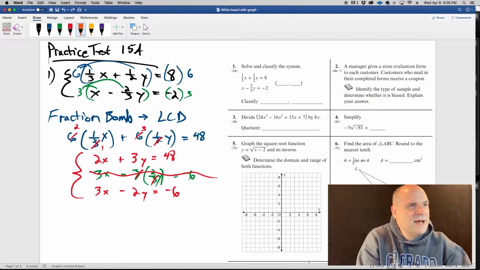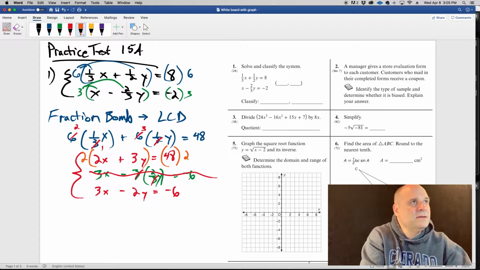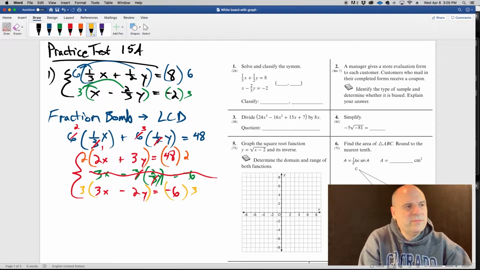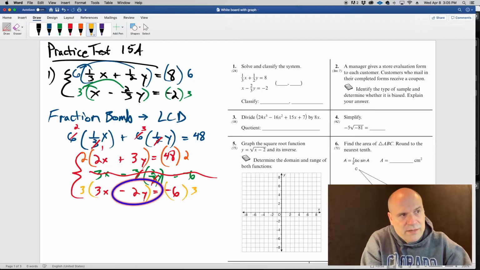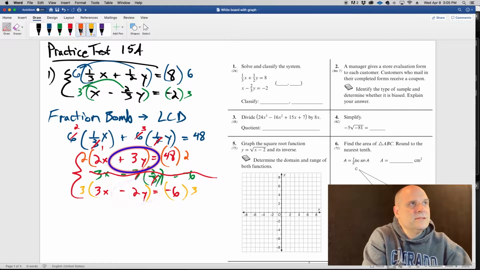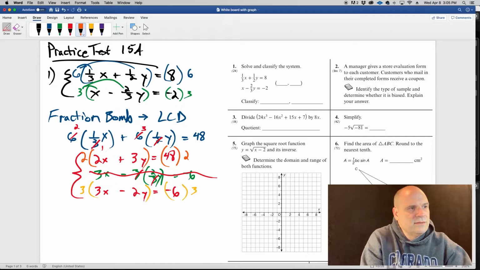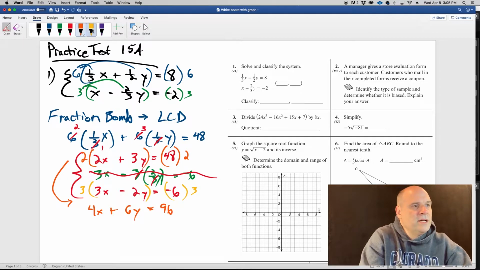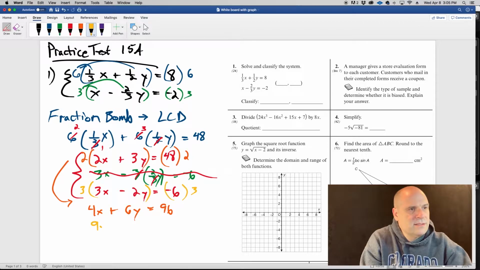I'm going to multiply this top equation by 2, and I'm going to multiply the bottom equation by 3, and here's what happens. Everything's multiplied by 2 on the top and 3 on the bottom. So you're going to end up with a -6y here and a +6y here. Let's distribute that. This is 4x plus 6y equals 96. Let's do the bottom equation. Distribute that: 9x minus 6y equals -18.